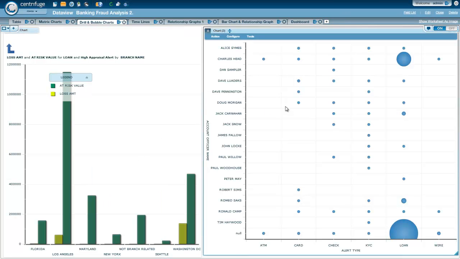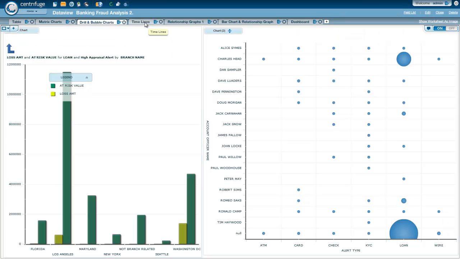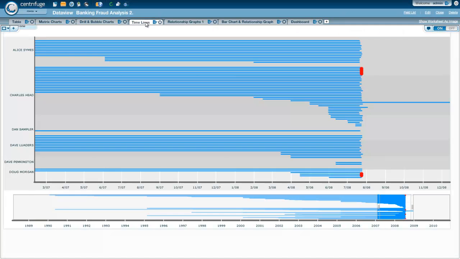are problems. Now, when we look at the exact same data, but we summarize the amount of money at risk by the actual account officer, we'll see that Charles Head has alerts totaling $681,450, and there are a number of home loans that have been made where there isn't any account officer at all assigned to that. Centrifuge provides you the ability to look at the same data in many visualizations.